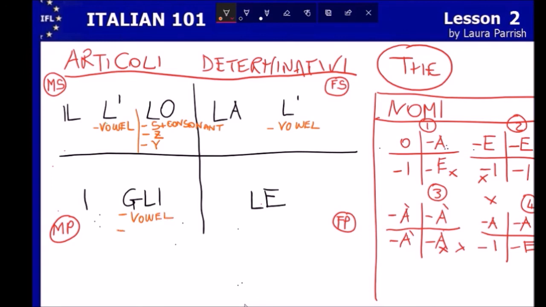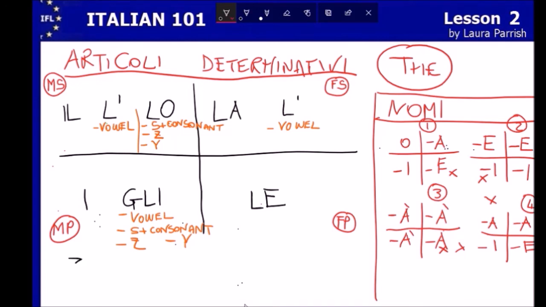Masculine plural words starting with S plus consonant, masculine plural words starting with Z, and masculine plural words starting with Y. And here you have it. Here are all the rules. So let's start and do some exercises. I remind you that you have another video with all the exercises relative to this lesson, so just in case, go watch it. And let's do some examples.